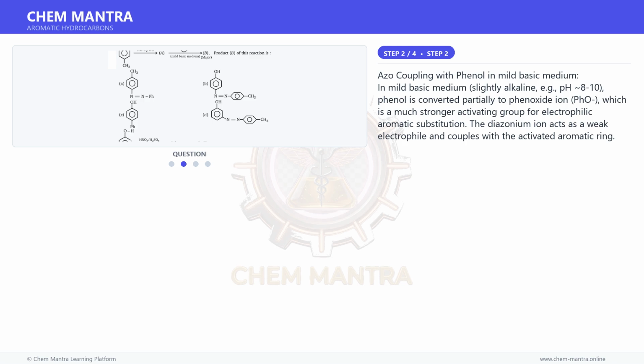Azo coupling with phenol in mild basic medium. In mild basic medium, slightly alkaline, for example pH approximately 8-10, phenol is converted partially to phenoxide ion, PhO-, which is a much stronger activating group for electrophilic aromatic substitution. The diazonium ion acts as a weak electrophile and couples with the activated aromatic ring.